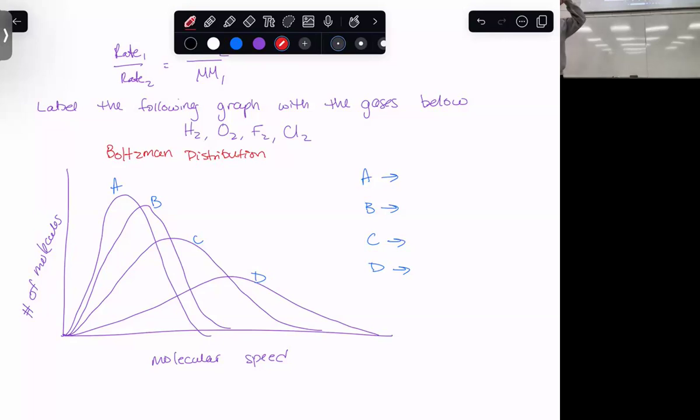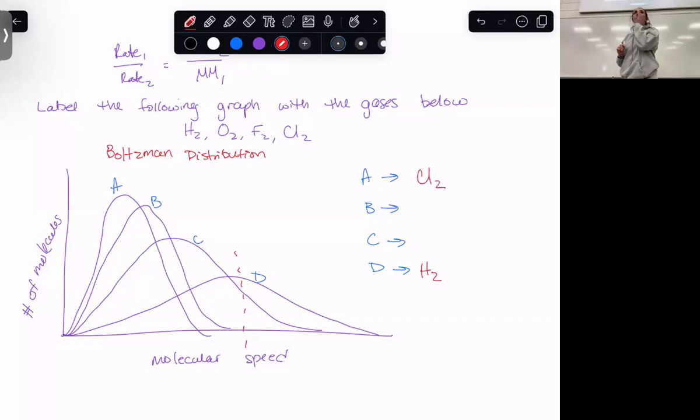So which one is going to be the fastest? The one that's really spiky or the one that's really spread out? Really spread out, right? The smallest one, the one that's moving the fastest, is going to have that nice spread distribution, because the molecular speed, that average, is going to be the highest out of all of them. So which one's going to be distribution D here? It'll be H2, right? That is our lightest. What's our heaviest? Cl2. So that one's going to be distribution A.